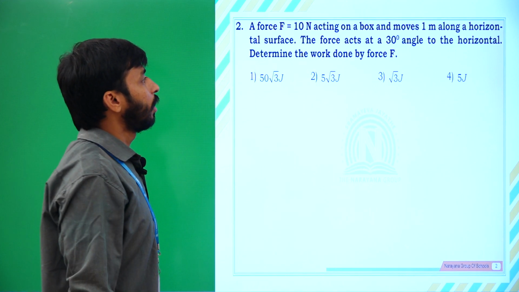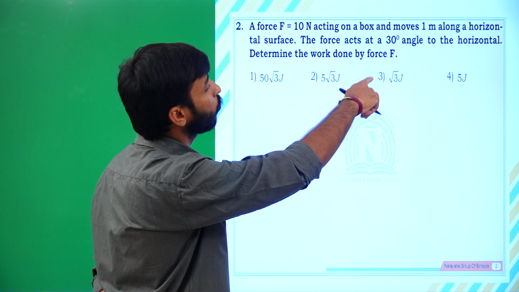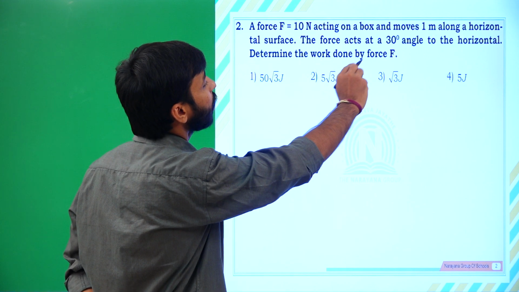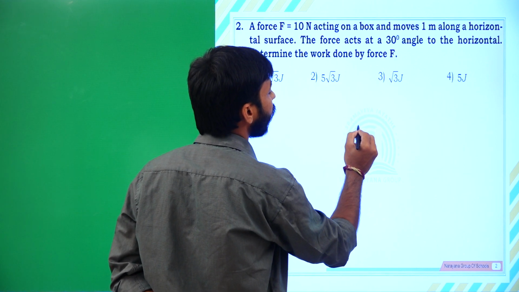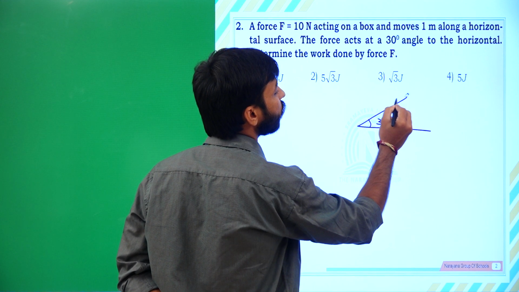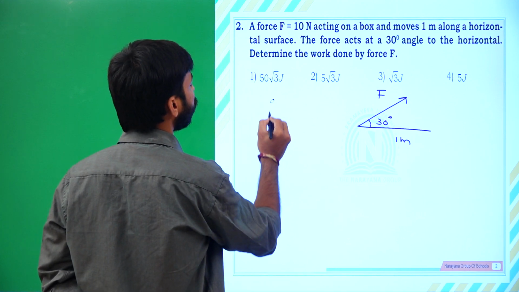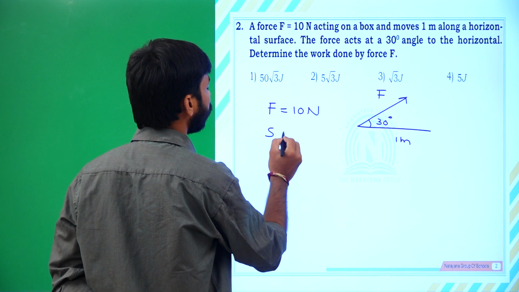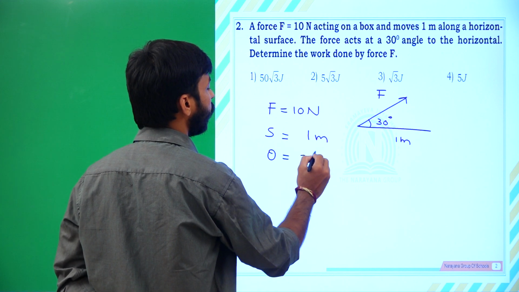A force of 10 newtons acting on a box moves it 1 meter along the horizontal direction, and the force acts at 30 degrees with respect to the surface. 30 degrees means, for example, the force is acting here at 30 degrees. So this is the force, and this is 1 meter. Here the force is given, F is equal to 10 newtons, displacement S is equal to 1 meter, theta is equal to 30 degrees.